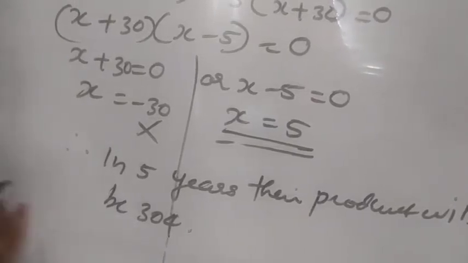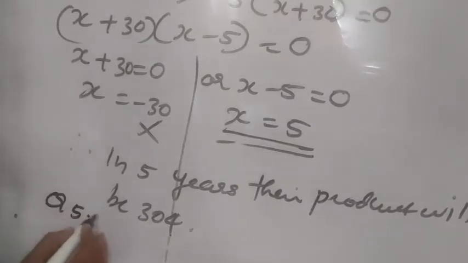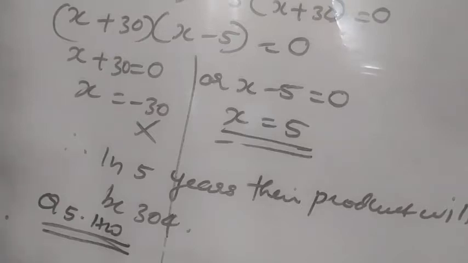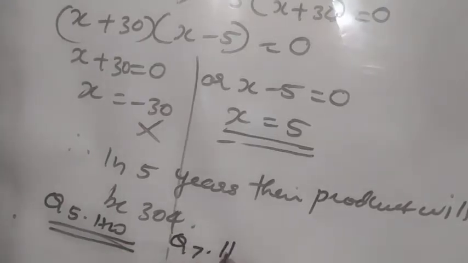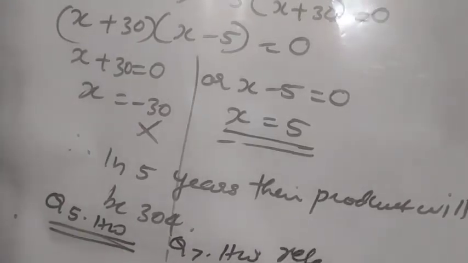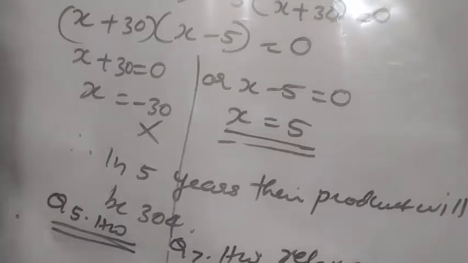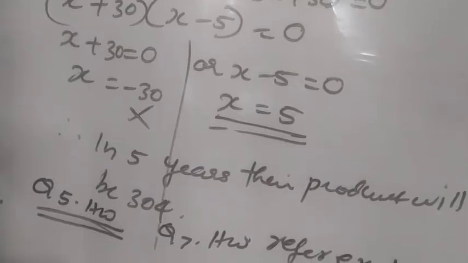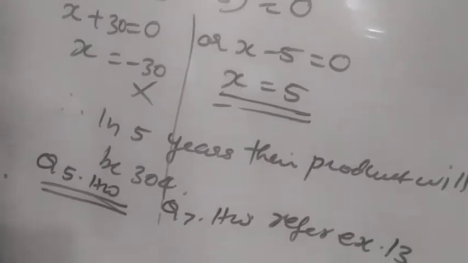Now do the fifth question as homework. Question number 5 is homework. Also question number 7 is homework, and you can refer to example 13 in your textbook. A similar type of problem is question number 7.